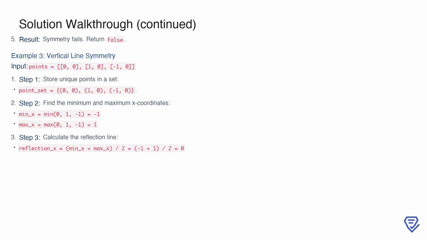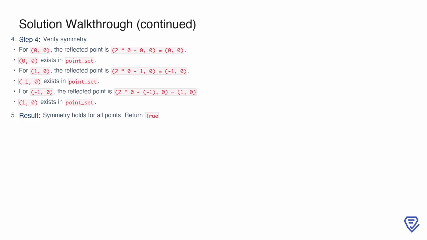With the reflection line identified, we are ready to verify whether each point has a symmetric counterpart. To verify symmetry for the points (0, 0), (1, 0), (-1, 0), we start with the point (0, 0). Its reflected point is calculated as (0, 0), which exists in the set. Next, for the point (1, 0), the reflected point is (-1, 0), and this also exists in the set. Finally, for the point (-1, 0), the reflected point is (1, 0), which again exists in the set. Since all points have valid reflections across the line x equals 0, symmetry holds for this example. Therefore, the function returns true.